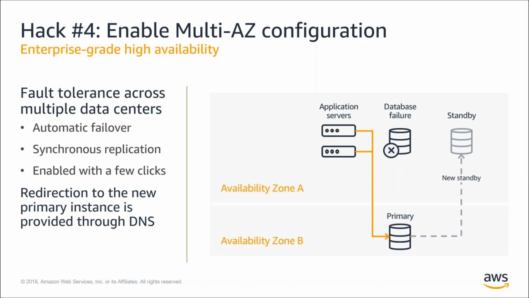From an application point of view, redirection to the new primary is through a DNS change. The endpoint for your instance remains the same even after the failover. So this high availability really comes to you at just a few clicks in the AWS console.